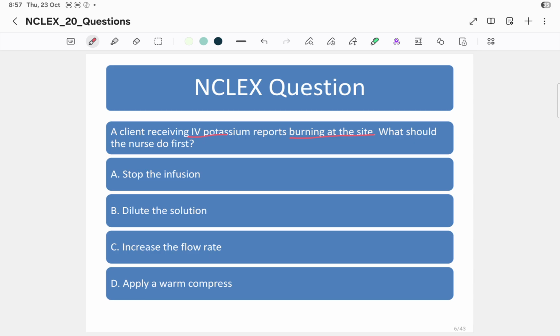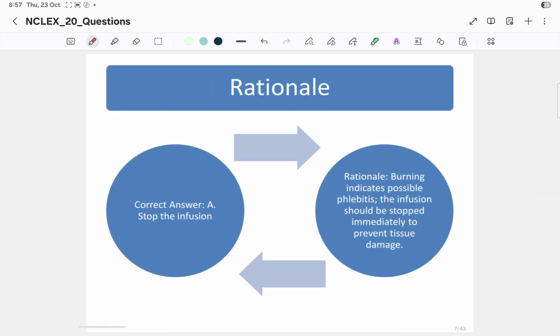The correct answer will be A. Stop the infusion. Burning at the IV site indicates phlebitis. So to prevent further tissue damage, we have to stop the infusion, remove the cannula and insert a new one. Clear? Here the rationale is explained as: Burning indicates possible phlebitis. The infusion should be stopped immediately to prevent tissue damage. Clear?